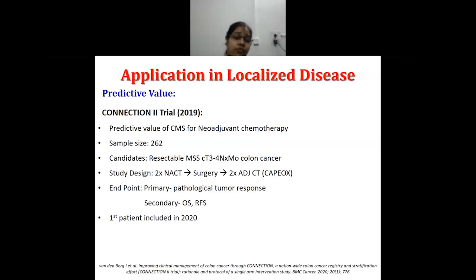It aims to give predictive value for CMS in the neoadjuvant setup. The sample size was established to be 262. The candidates proposed to be included in the trial are those with resectable, microsatellite stable clinical T3, T4 disease. Nodes were not taken into account in this trial, but the disease must be non-metastatic. The study design is 2 cycles of neoadjuvant chemotherapy followed by surgery, followed by 2 cycles of adjuvant chemotherapy. The chemotherapy being planned is CAPOX. The endpoints were defined as primarily pathological tumor response, while overall survival and relapse-free survival were defined as the secondary endpoints.